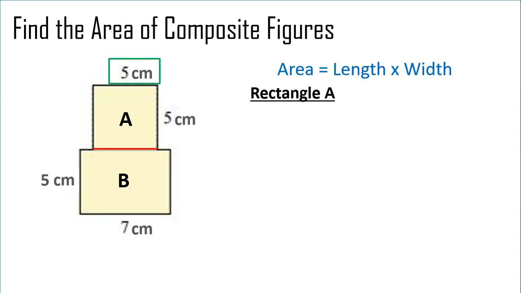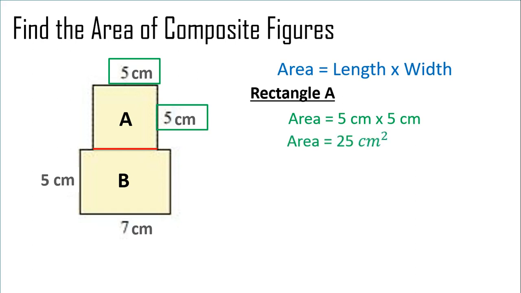The length is 5 centimeters and the width is 5 centimeters. So to find the area, we're going to multiply 5 centimeters times 5 centimeters. 5 times 5 is 25, and centimeters times centimeters is centimeters squared. So the area for rectangle A is 25 centimeters squared.